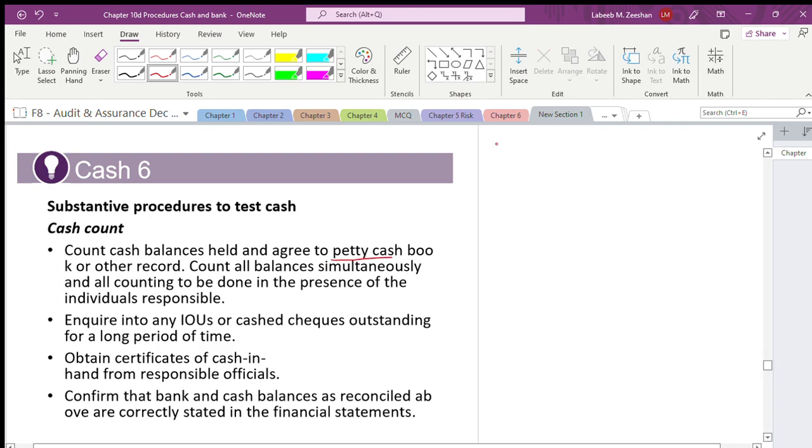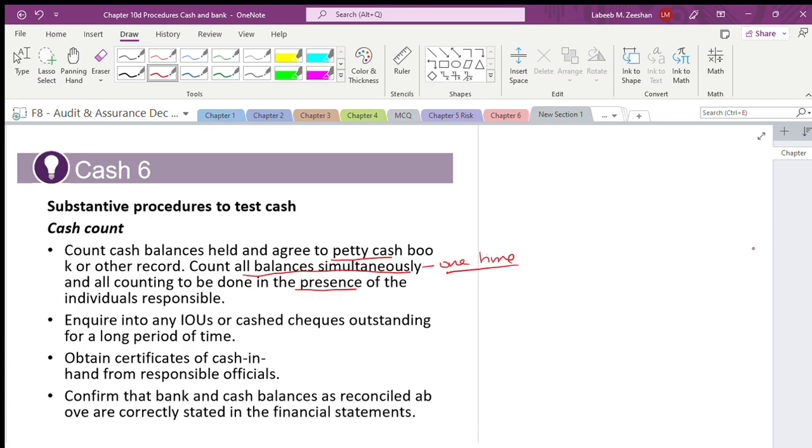What is the petty cash book balance and what is the petty cash in hand? Count all balances simultaneously, one time. They are focusing on this. You have to do this in the presence of the individuals responsible. Inquire into any IOUs. IOUs means any advances you have given. Advances definitely have to be settled before the year end.